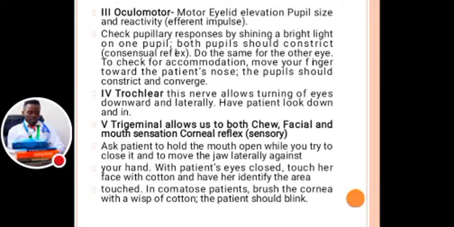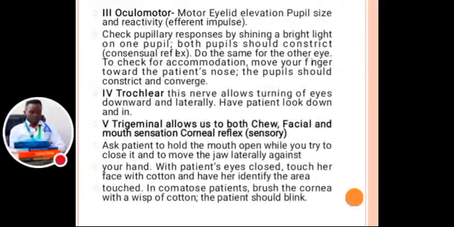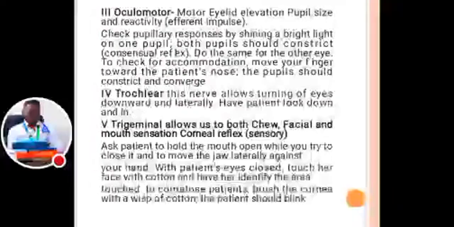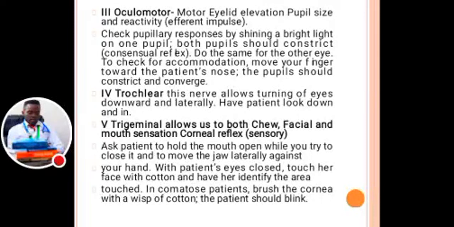Then cranial nerve number four is the trochlear nerve. This one usually allows the turning of the eye downward, so have patients look down and in. Then the fifth cranial nerve is called the trigeminal nerve. That usually allows us both to chew as well as facial and mouth sensation, cornea reflex sensory.